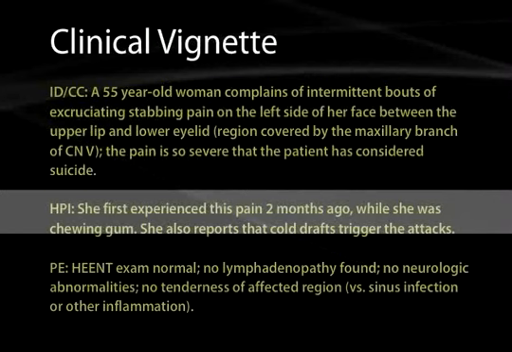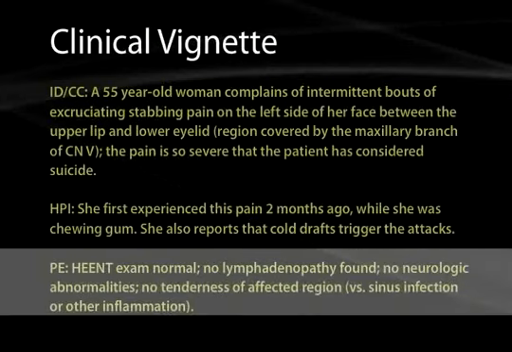The HEENT exam, head, eyes, ears, nose, throat exam, is normal. There's no lymphadenopathy found, no neurologic abnormalities, no tenderness of the affected region versus a sinus infection or other inflammation. This represents tic douloureux or trigeminal neuralgia, which is a severe pain caused by irritation of the 5th cranial nerve.